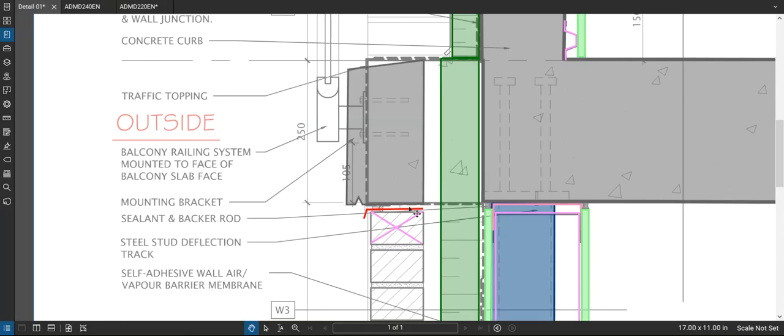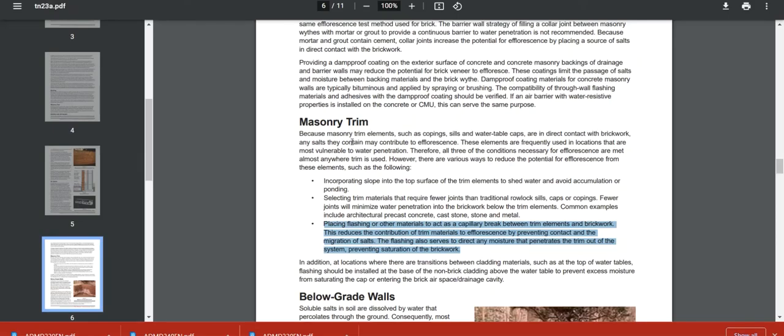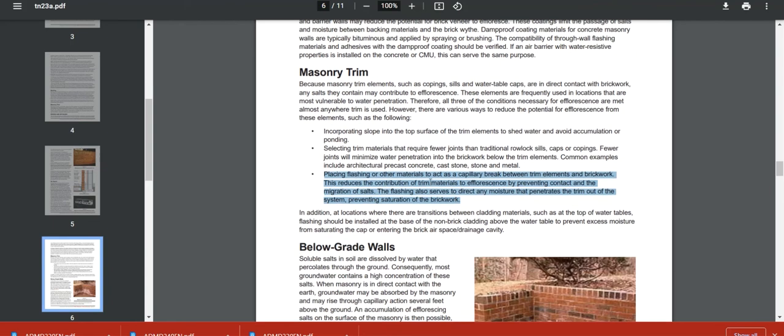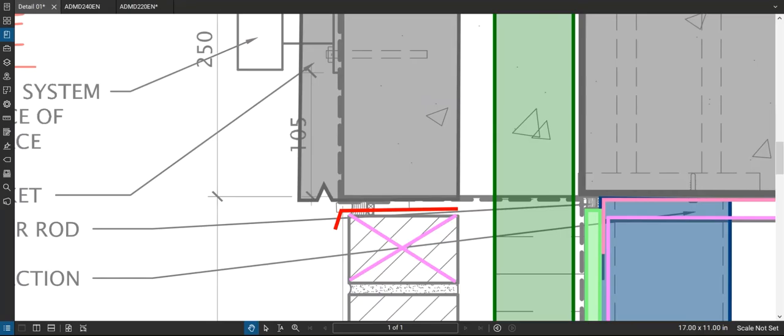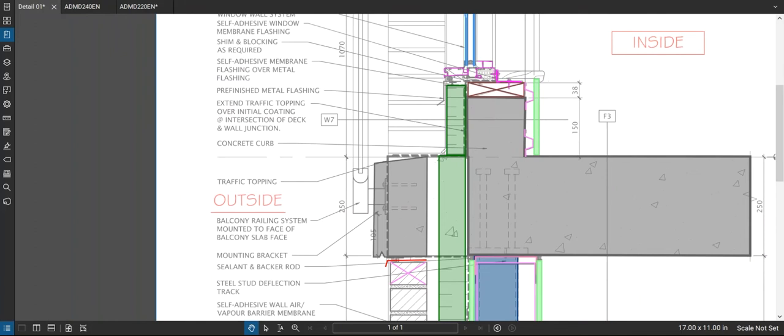I was just looking for the literature where I read this. That's from the Brick Association. They talk about this in their technical note 23A. They talk about stone and masonry trims and whatnot, and they talk about the need to create a capillary break between that and the brick. So anyways, it is a good idea, so I'm going to leave that there. But like I said, it doesn't always happen. I've seen it where it hasn't happened, but you never know what's in store for you, so why not just do the right thing?